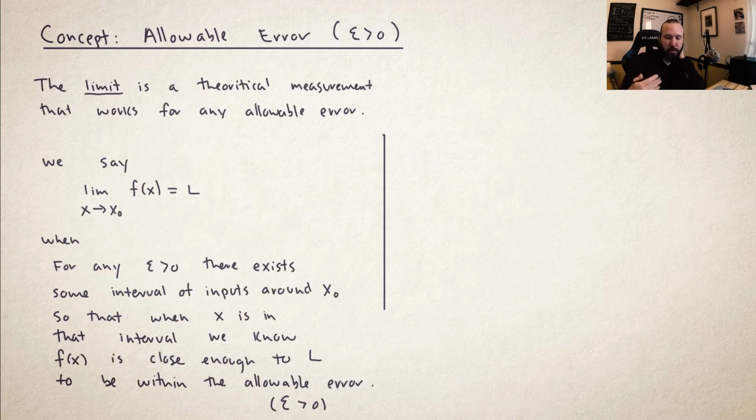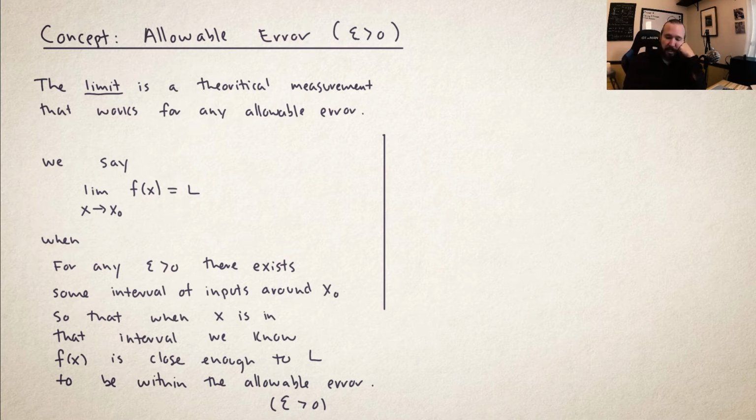What we want to do is encode the concept of a very good measurement, a very, very precise measurement, a kind of theoretically perfect measurement. And what do I mean by that? What I mean is some kind of measurement that would work for any allowable error. Okay, a very, very good measurement. And we call that very good measurement a limit.